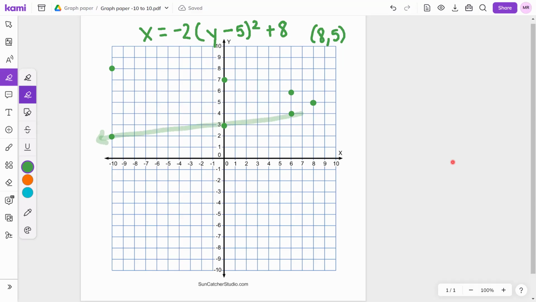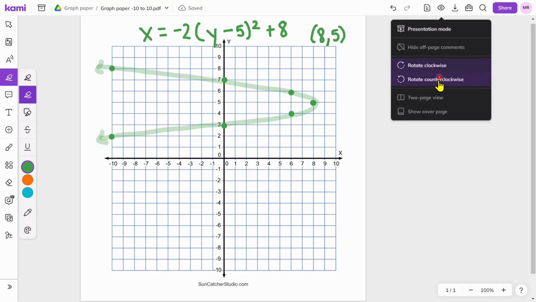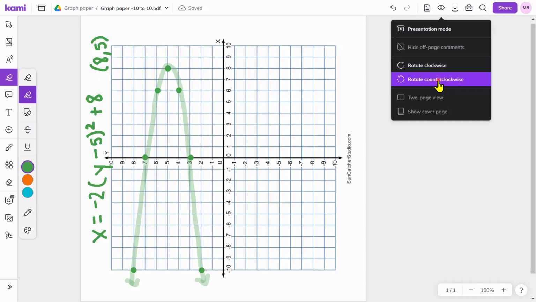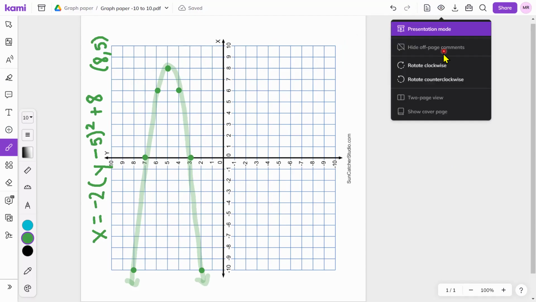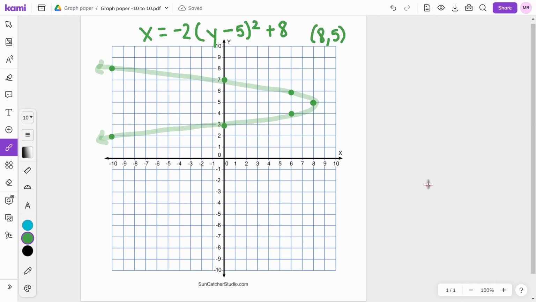And again, if I preferred, after I find my vertex and plot it, I could turn it always counterclockwise. And from here, since it was negative, instead of opening up, it's going to open down. So I square 1, times it by -2. I square 2, times it by -2. I'd square 3, times it by -2. And you see I'd be getting an upside down graph, but when I flip it back, it is opening to the left. Hopefully this helps you graph sleeping parabolas.